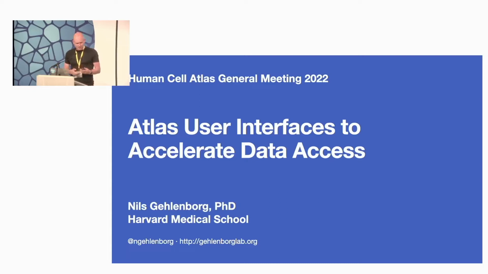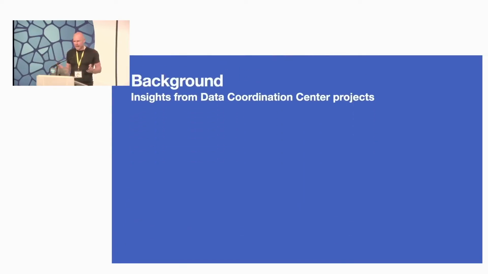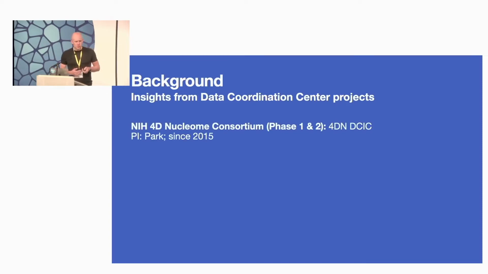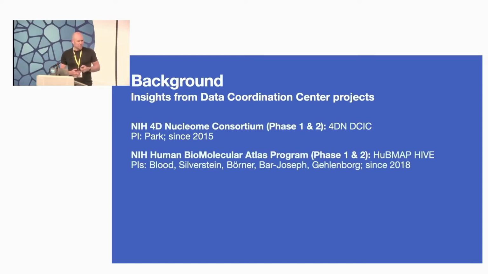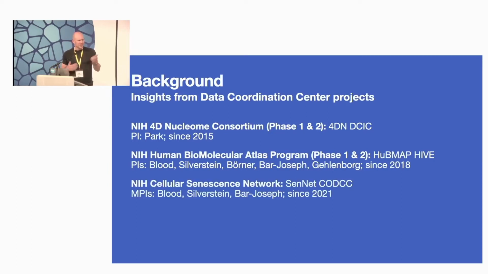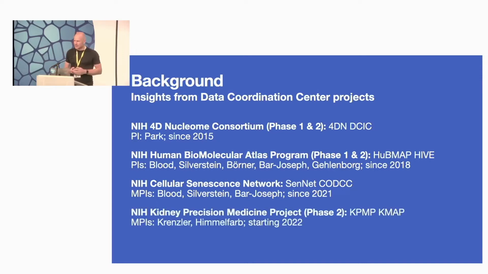But I want to start out by just giving you some background. Over the last couple of years, I've been working on a number of different data coordination center projects, starting with the 4D Nucleome Consortium, the DCIC, then more recently with the HuBMAP HIVE. Last year, I became part of the NIH Cellular Senescence Network, or SenNet, and will be contributing to that data portal, and hopefully very soon we'll start work on the second phase of the Kidney Precision Medicine project, where we'll also be contributing.